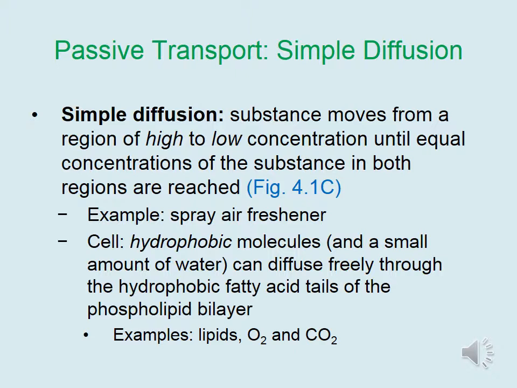In a cell, it's hydrophobic molecules and a small amount of water that utilize simple diffusion. Due to the hydrophobic fatty acid tails of the phospholipid bilayer, these hydrophobic molecules can diffuse freely across the plasma membrane into the cell. Examples of hydrophobic molecules that utilize simple diffusion would be lipids, oxygen, and carbon dioxide gases.